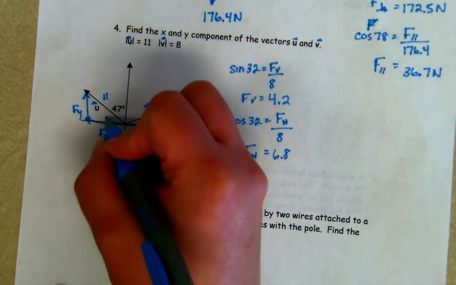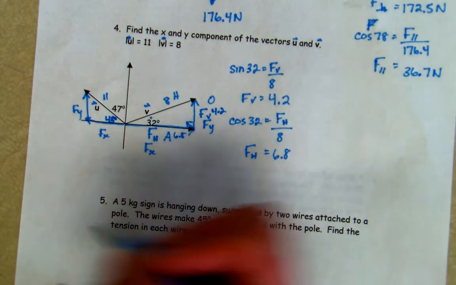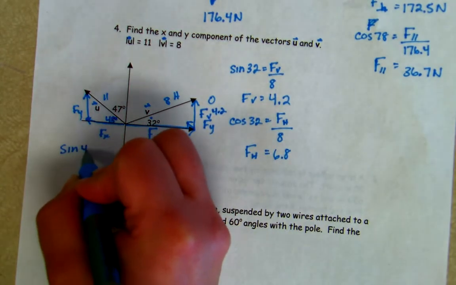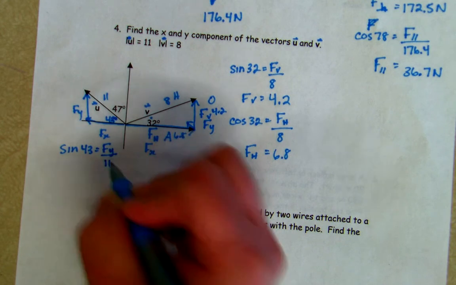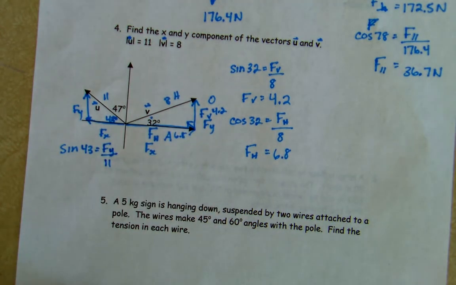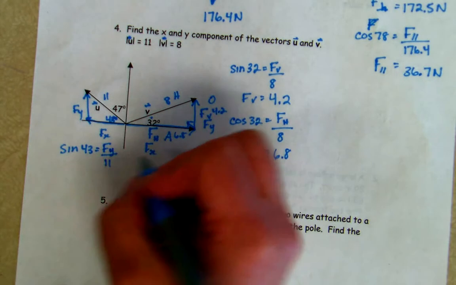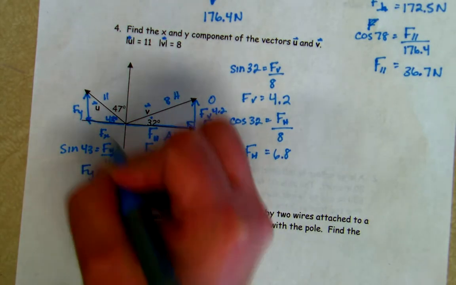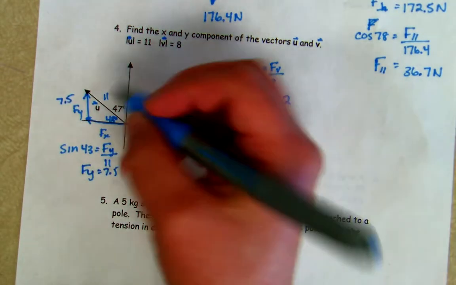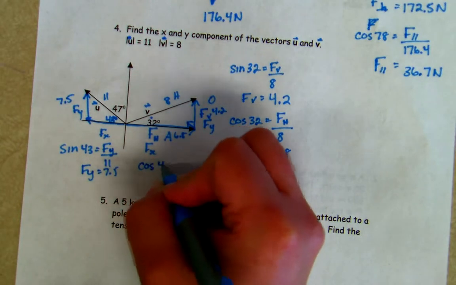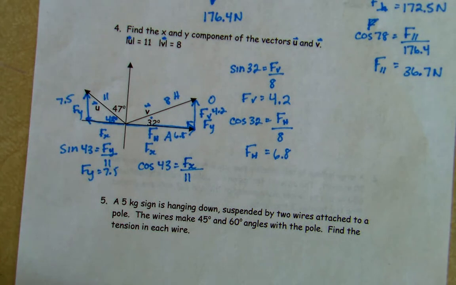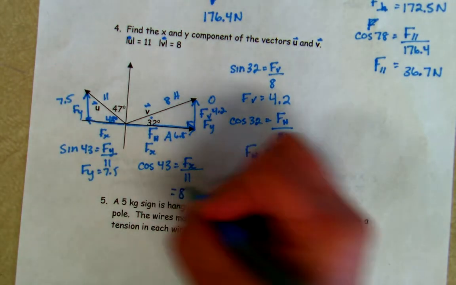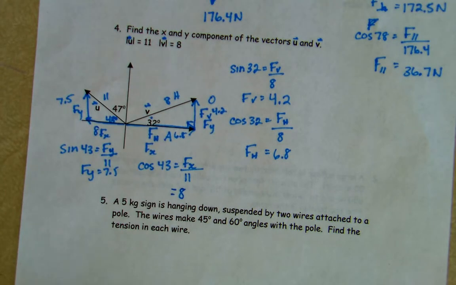Here they gave me the 47, not a big deal, then I know it's 43 degrees. So I'm just going to repeat the process. Sine of 43 is Fy, or force vertical, over 11. So that's going to give me 11 times sine 43, 7.5. So that's 7.5 is the vertical component. And then the horizontal component is going to be cos of 43 is force horizontal, or force x, over 11, which gives me 8.0, so 8.